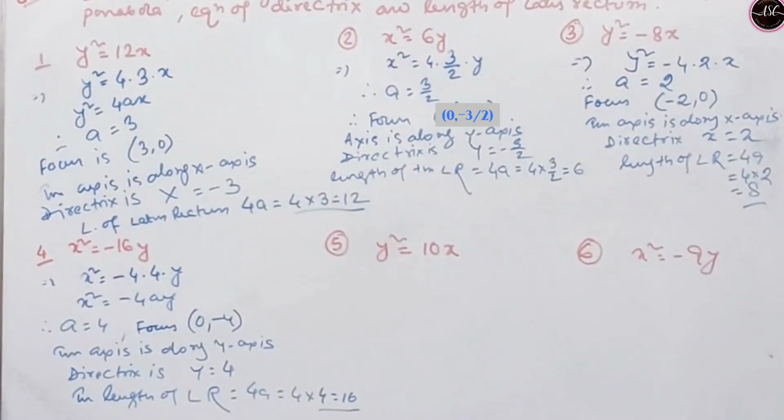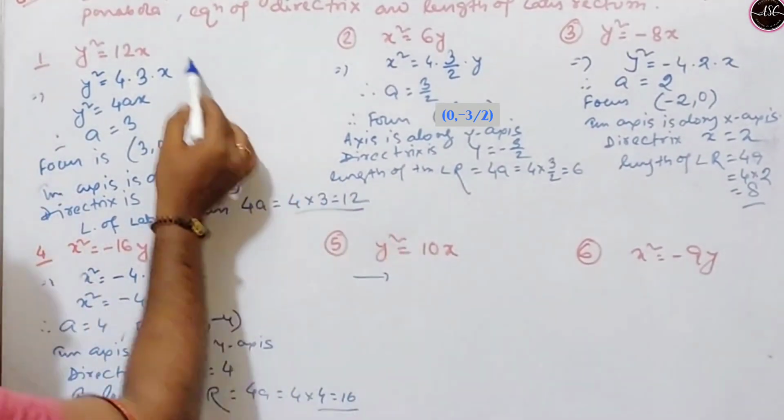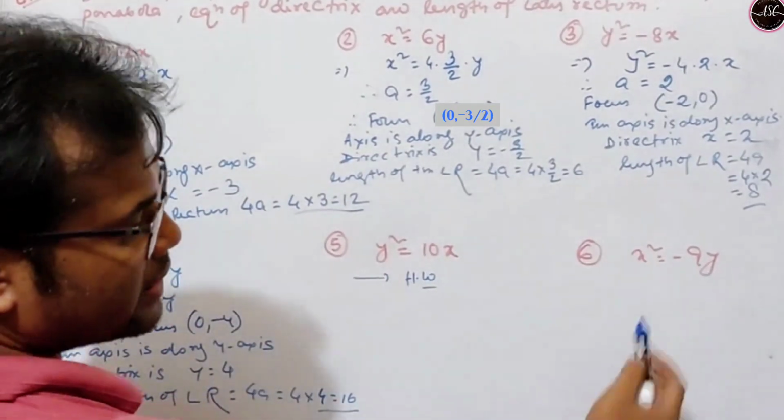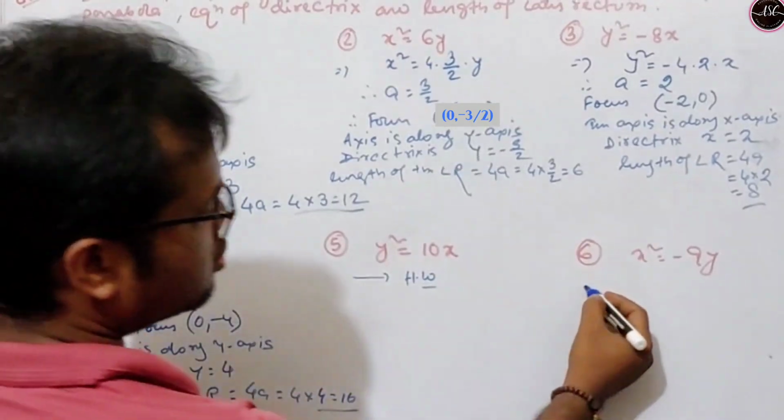This is y square is equal to 10x. This is the same type as this, so this is your homework. And x square is equal to minus 9y. This is the same type as this, so this is also your homework.